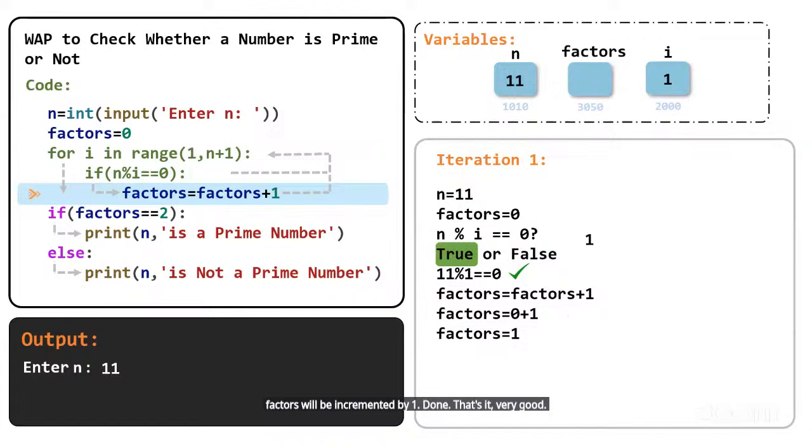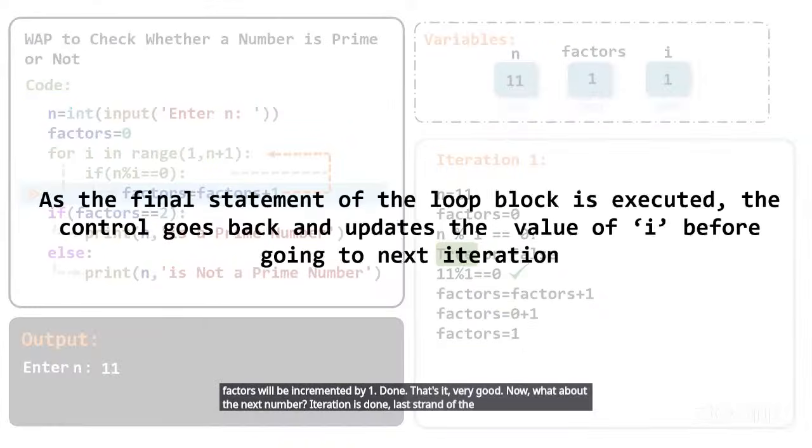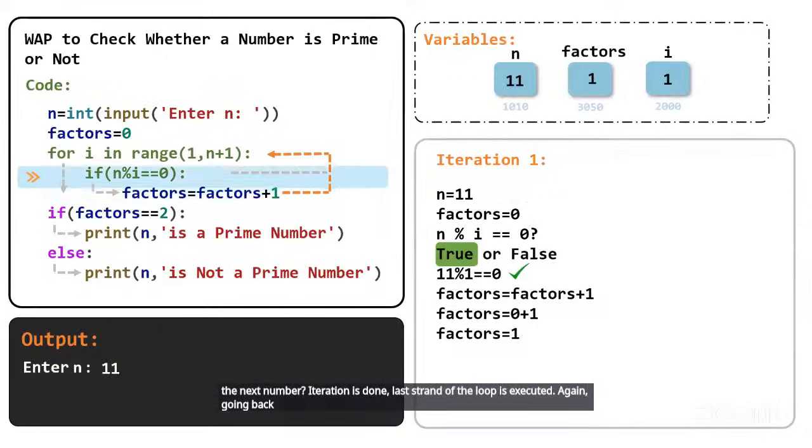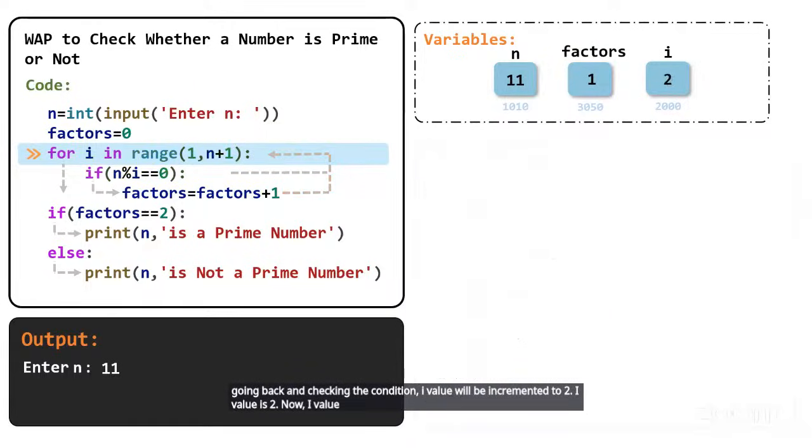Now what about the next number? Iteration is done, last line of the loop is executed. Again, going back and checking the condition, i value will be incremented to 2. i value is 2. Now, with i value 2, again check the condition.